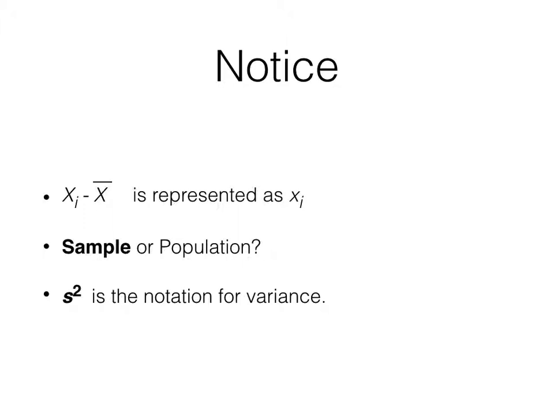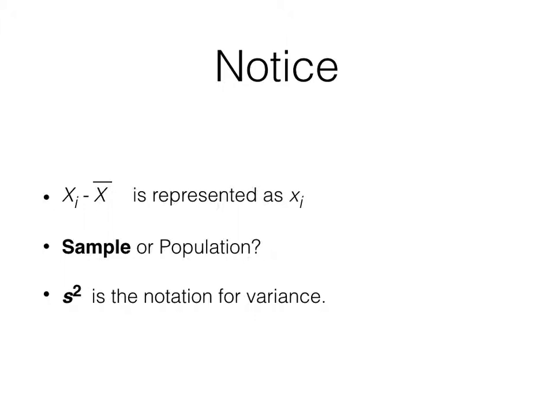Notice a couple of things about the notation in your book. The author uses a lowercase x to represent the deviation from the mean. So there's two ways that it can be shown. You can take the value of x, xi means any value of x, minus the mean, or instead of writing all that out, you can simply represent it as a lowercase x, and the i just means any of them, any of those deviations.